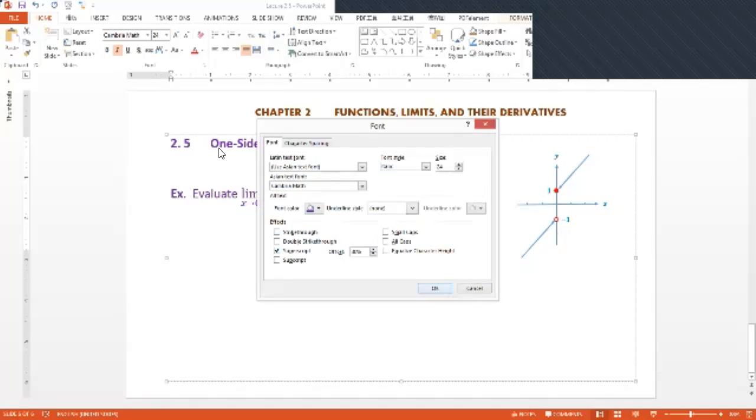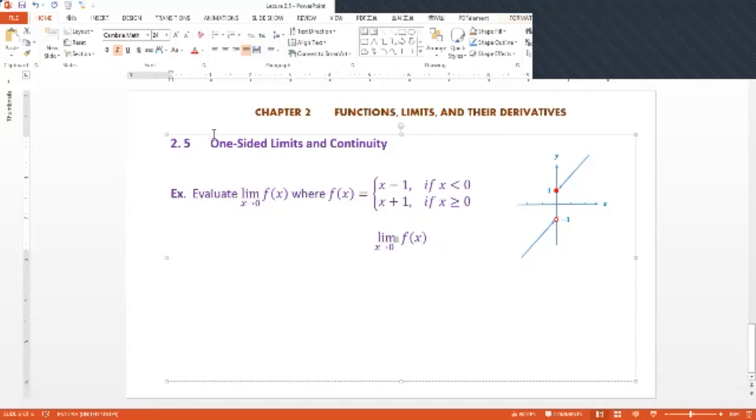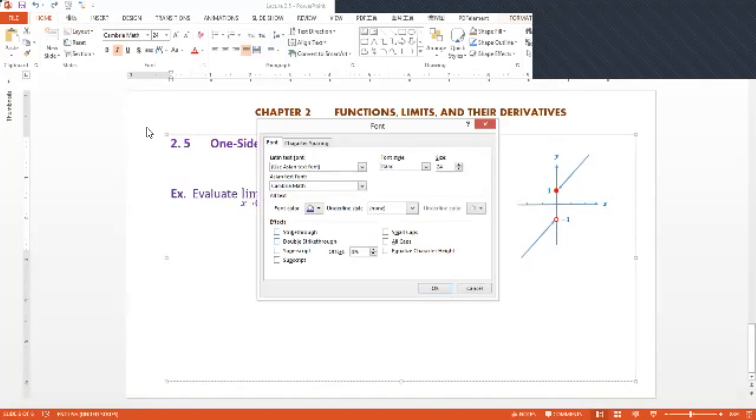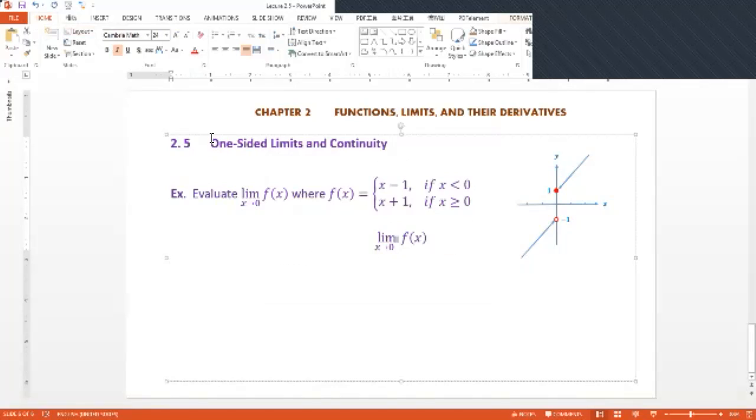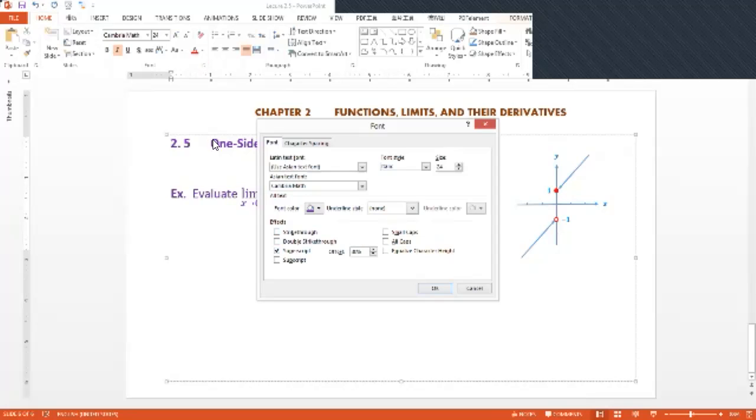Okay, let me try to find where to put the superscript. Sorry about that. That's not what I want. Okay, let me try it one more time. Let's put the superscript here.